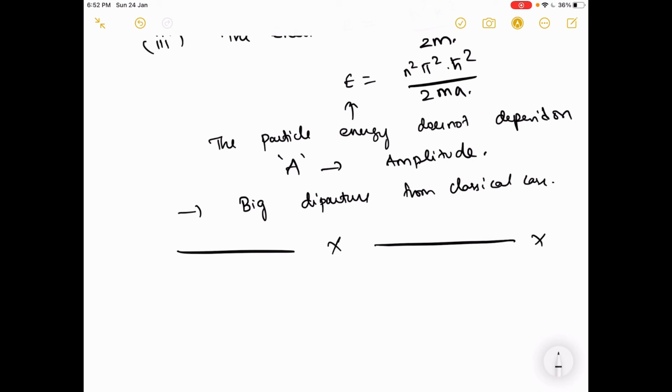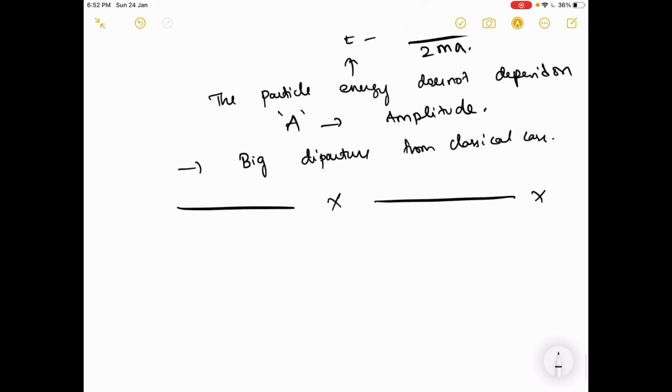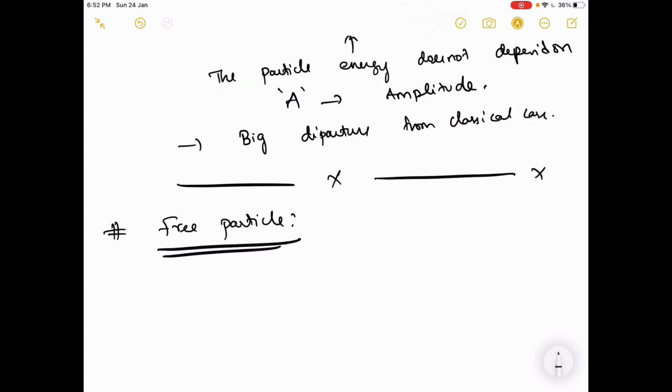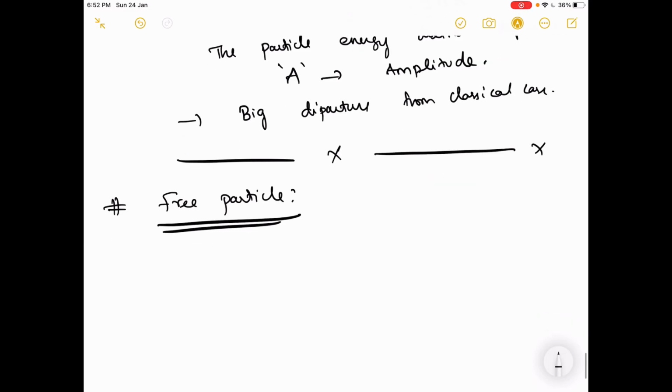Now let's go to another very important example, that is the example of a free particle, which will seem all the more easier than what we considered before, but gives us some very fundamental insights into how quantum mechanics works and how it is different from the classical behavior. Okay, so in a free particle we assume that the potential V of x is 0 everywhere.